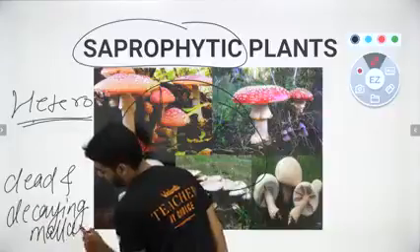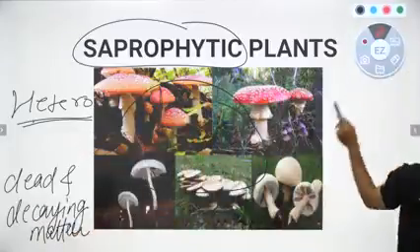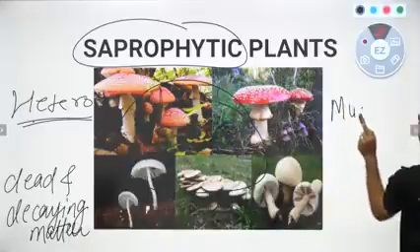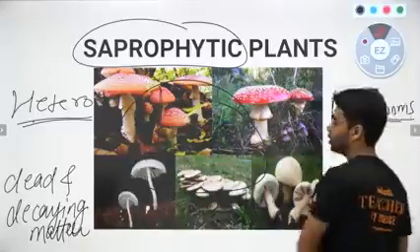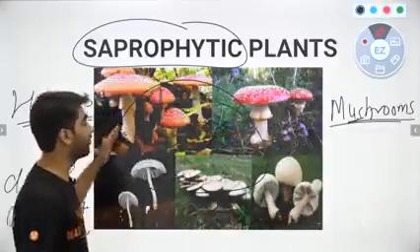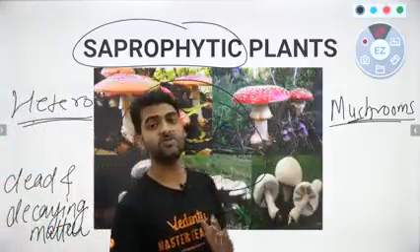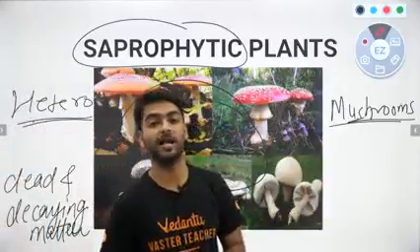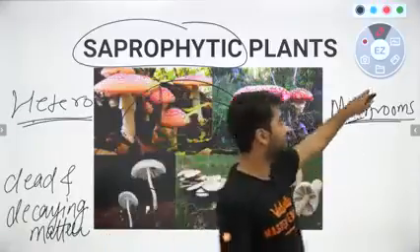And the example of saprophytic plants is mushrooms. Mushrooms are an example of saprophytic plants. They are heterotrophic plants which feed on the dead and decaying matter to fulfill their needs. So the example of saprophytic plants, very important from your NCERT point of view, is mushroom.